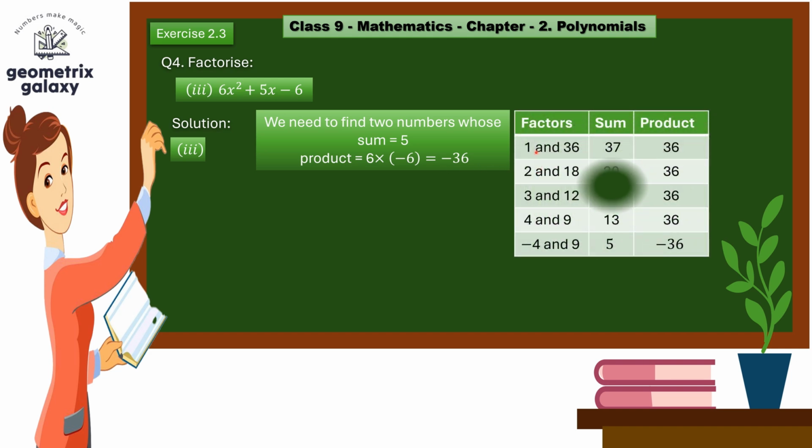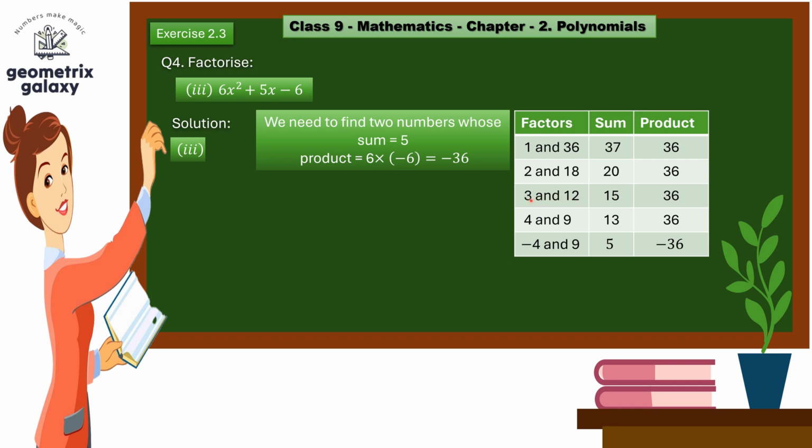First I will check with 1 into 36 is 36, but 1 plus 36 is equal to 37. So we can't use these numbers to split the middle term. So I will check with 2 and 18. 2 18s are 36, but 2 plus 18 is equal to 20. We are not getting the middle term as 5. So we will check with another set of numbers.